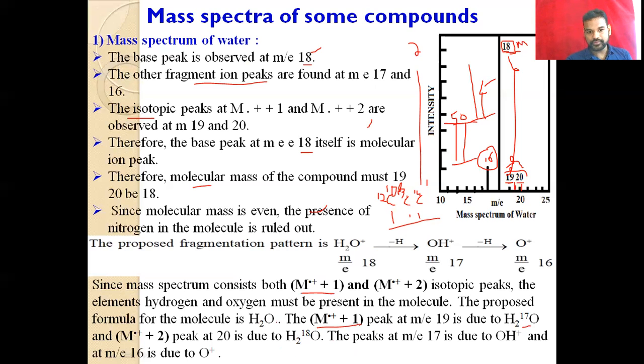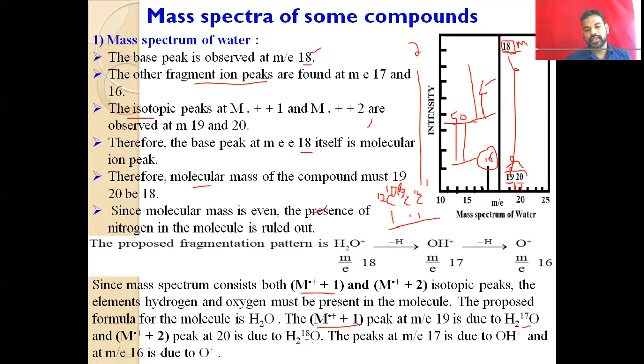So then the oxygen must be present in the molecule. The proposed formula for the molecular ion H2O: M is the molecular ion peak, plus the M plus 1 peak at 19 due to hydrogen with oxygen 17. That means oxygen has the 17 molecular mass. Then M plus 2, this is because of oxygen 18. So here the oxygen with the molecular mass of 18 is also the M plus 2 isotope.